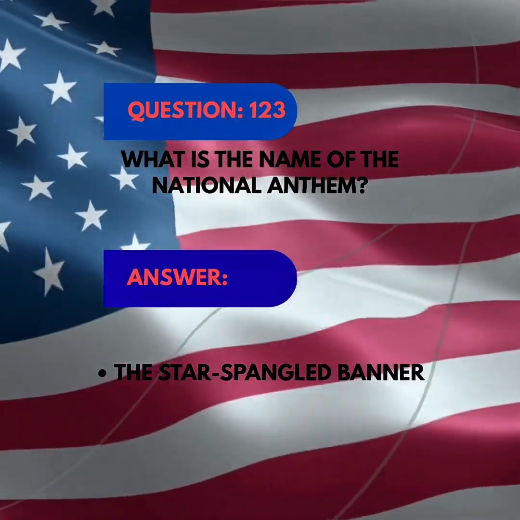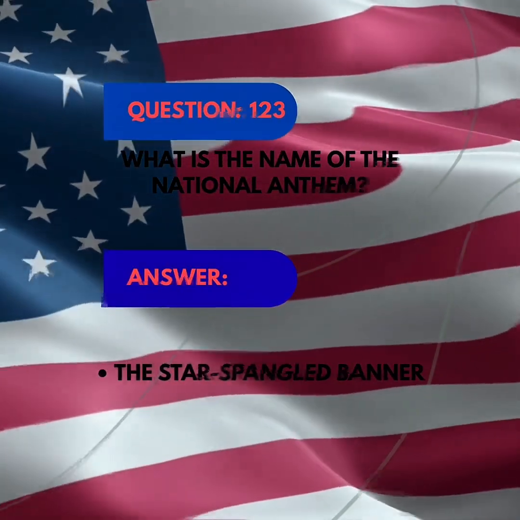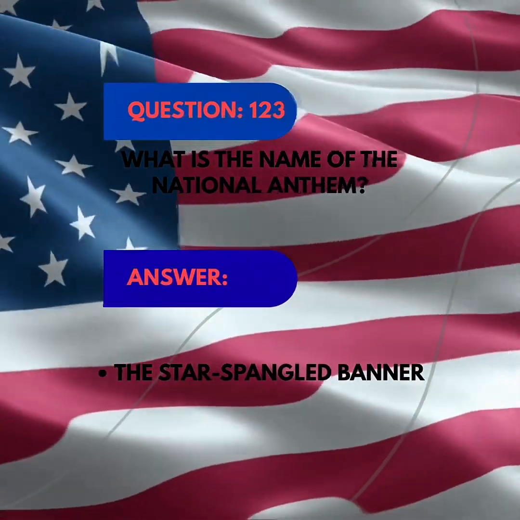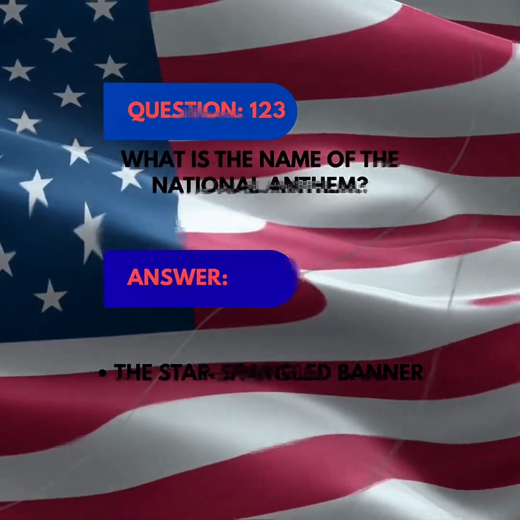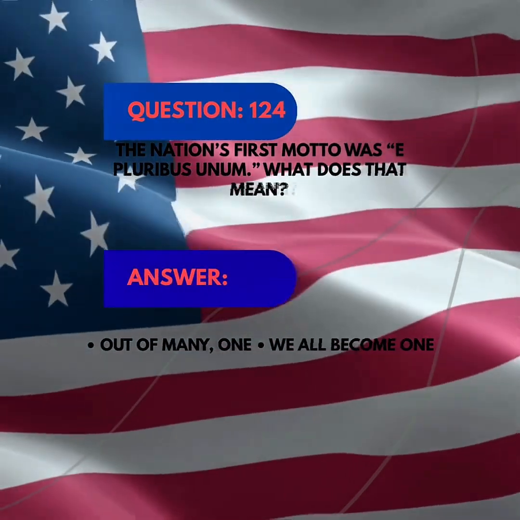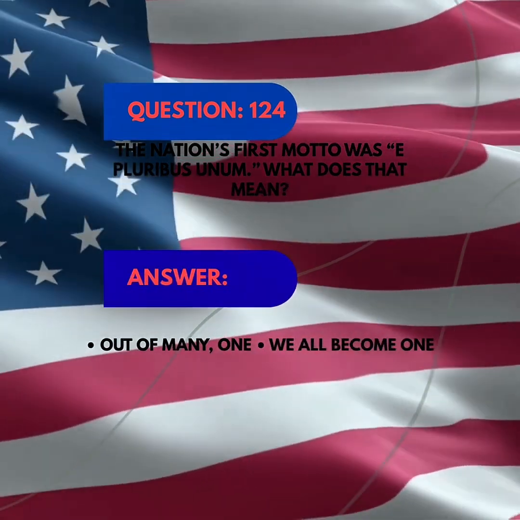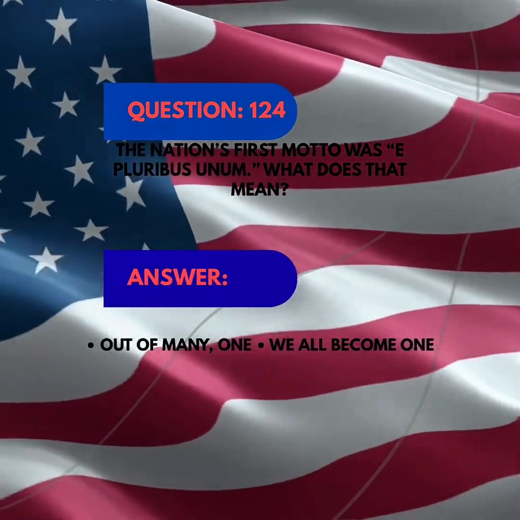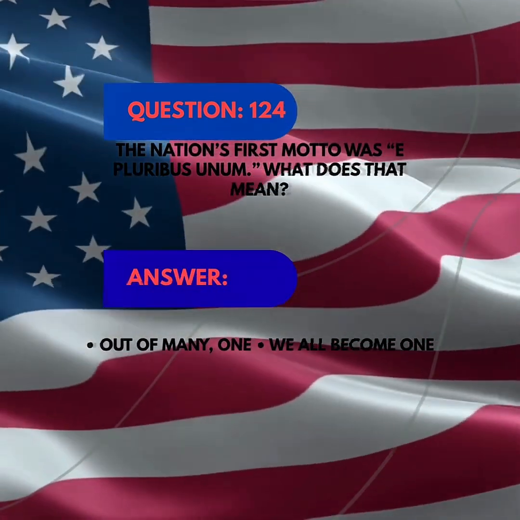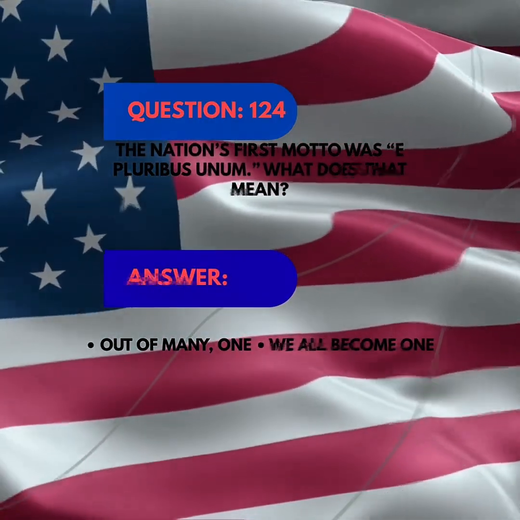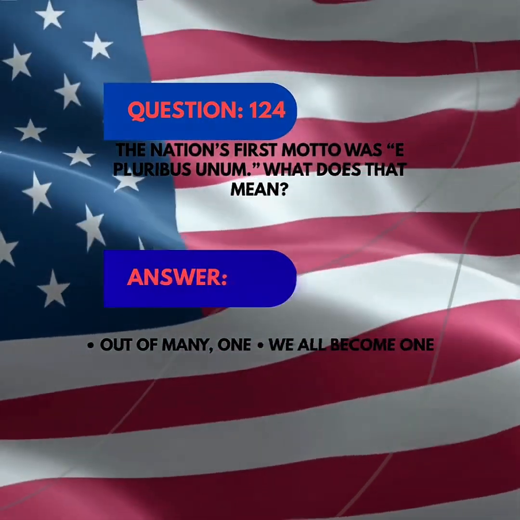Question 123. What is the name of the national anthem? Answer: The Star-Spangled Banner. Question 124. The nation's first motto was E pluribus unum. What does that mean? Answer: It means out of many, one. It reflects unity among diversity.